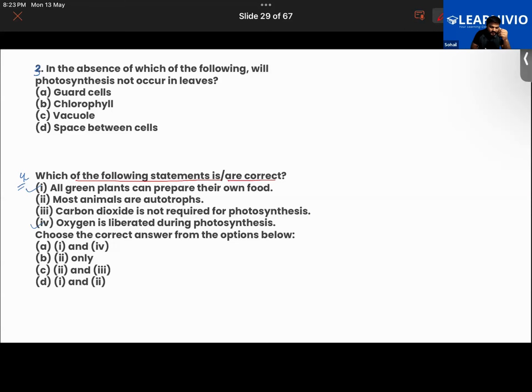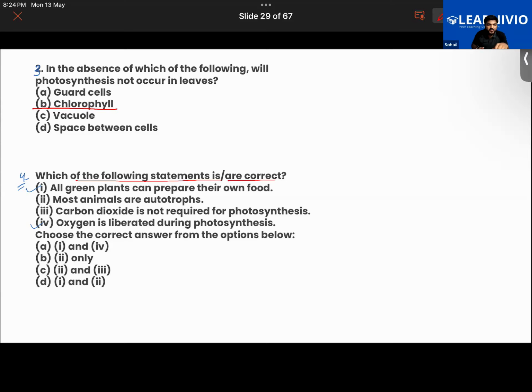For question number 3, in the absence of which of the following will plants not be able to perform photosynthesis? We have learned that chlorophyll is essential for photosynthesis because this green pigment absorbs the sunlight. Getting it, Hassan? Chlorophyll is required for the process of photosynthesis.